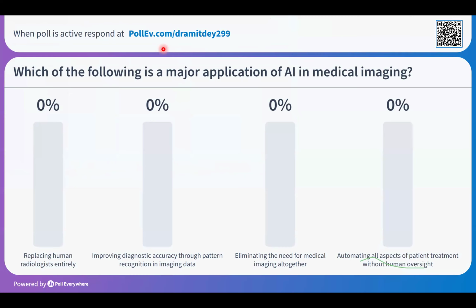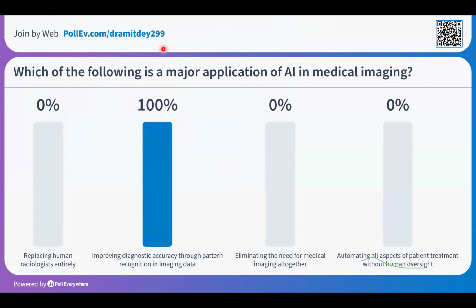Which of the following is a major application of AI in medical imaging? The question is now on. Improving diagnostic accuracy through pattern recognition in imaging data. Yeah, so I think that's where we look at more of an augmented use of AI, improving the accuracy of the radiologist and not merely just replacing them.